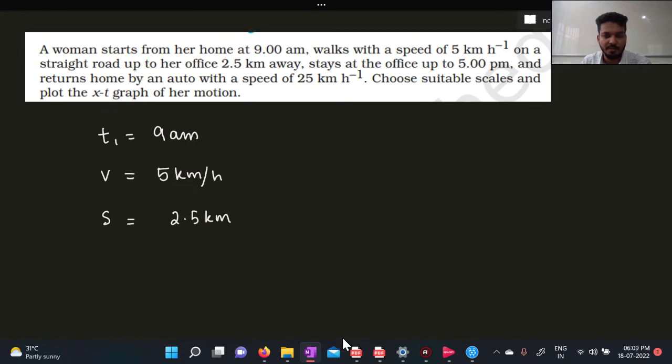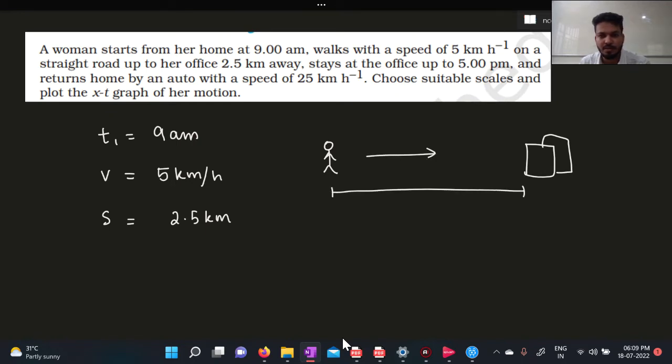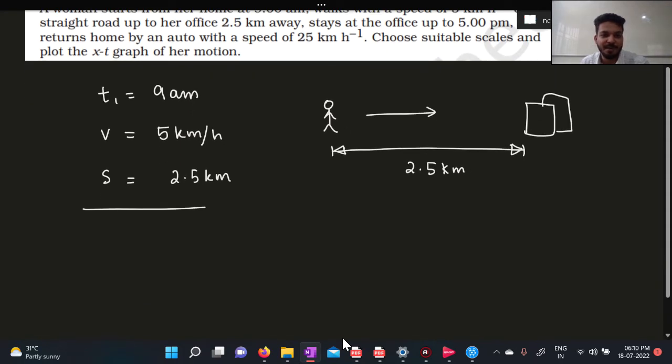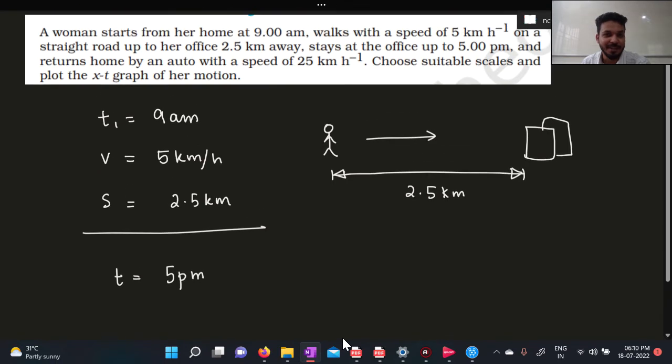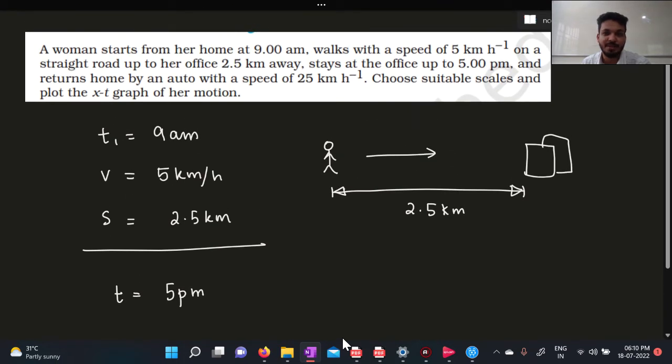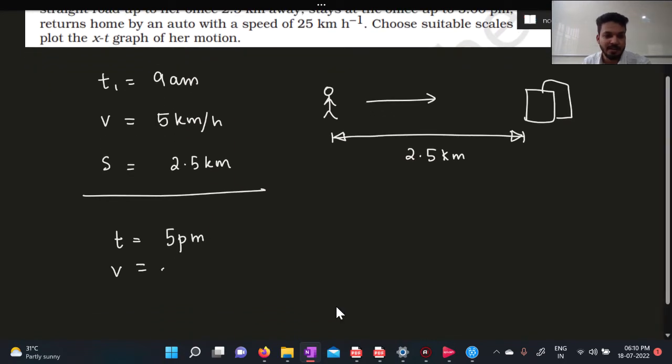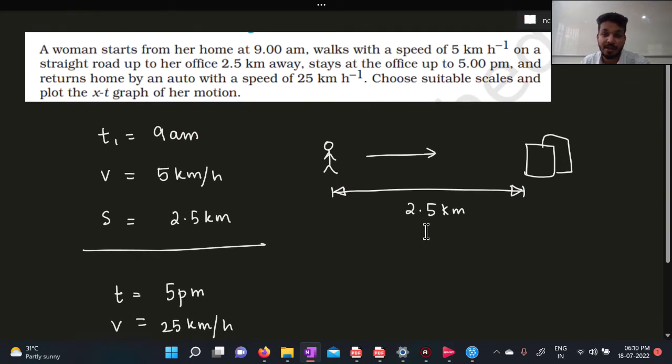If I represent this in a diagram, this is her starting position. She goes to her office, and this distance is 2.5 kilometers. She stays at the office till 5 p.m. Okay, she works up to 5 p.m. Good for her. And she returns home by auto with a speed of 25 kilometers per hour. So her returning speed is 25 kilometers per hour, and obviously she comes back to her home. That means she again travels 2.5 kilometers. Choose suitable scales and plot the x-t graph.